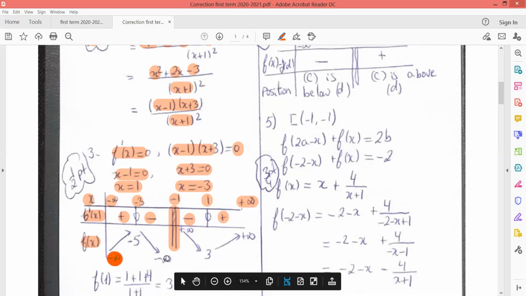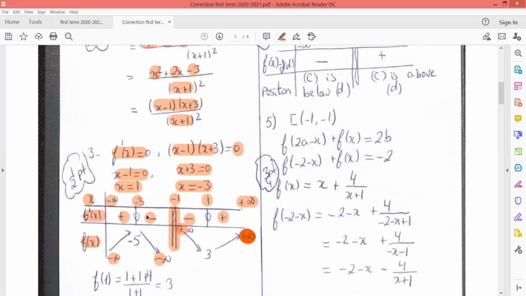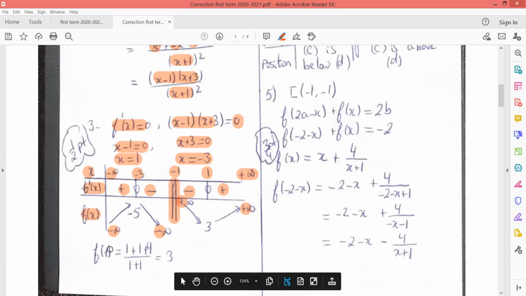At minus 1 minus, we get minus infinity. At minus 1 plus, we get plus infinity. And at plus infinity, we get plus infinity. To calculate the maximum and the minimum at x equal 1, f of 1 equals 1 plus 1 plus 4 over 1 plus 1, 6 over 2, we get 3. I put 3 here also in the table.